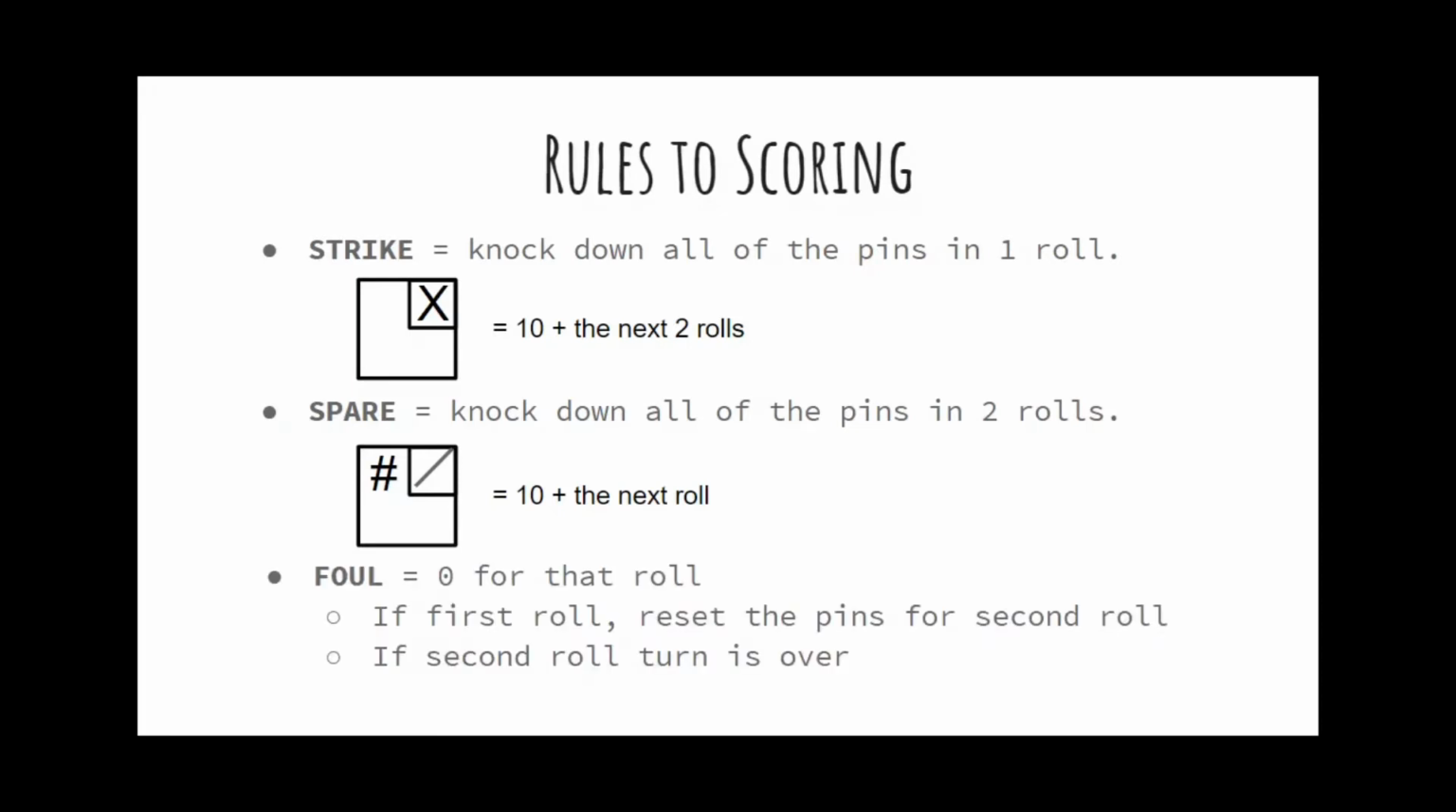Fouls. Remember that a foul is when you step over the front line of the bowling lane. You get a 0 for a roll that has a foul. If it is your first roll of your turn and you get a foul, you would reset the pins for the second roll. You then have the opportunity to try to get all 10 pins down to get a spare. If the foul is on your second roll, you get a 0 for that turn, and your turn is over.